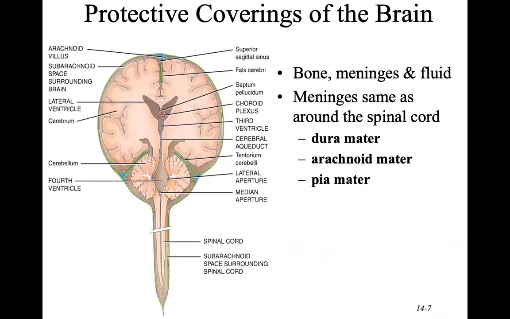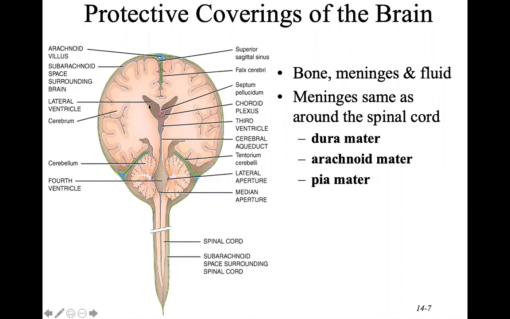So what do we have that protects the brain? What protects the brain is the skull. We have bone. We have the three meninges, which are the pia mater, the arachnoid mater, and the dura mater. The innermost layer is the pia, the middle layer, arachnoid, it means spider web, right? That's the arachnoid. And dura mater means tough mother. So we have the meninges, we have the skull, bone, and we have fluid. The fluid is CSF, cerebral spinal fluid.